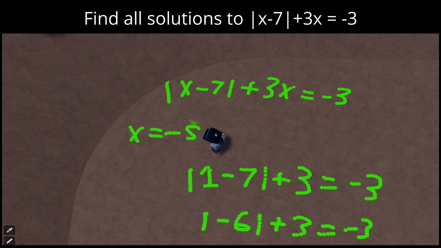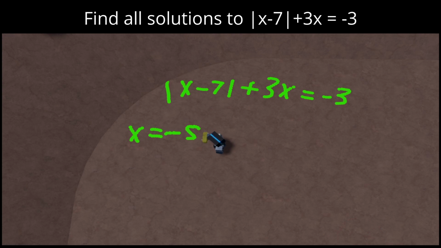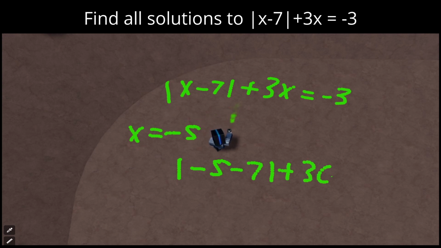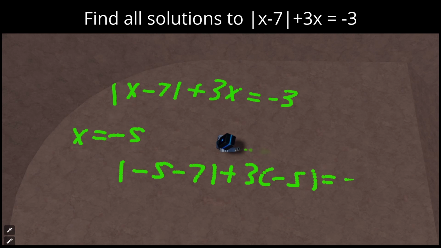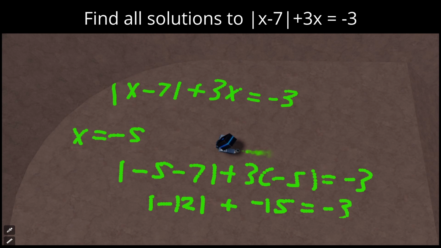Let's check if this is a valid solution to our equation. So let's set this up. I'll have minus 5 minus 7 in absolute value plus 3 times minus 5. And we want to verify that this is equal to negative 3. Minus 5 minus 7 is minus 12 in absolute value. And then 3 times negative 5 is negative 15. And this thing's supposed to be equal to negative 3.